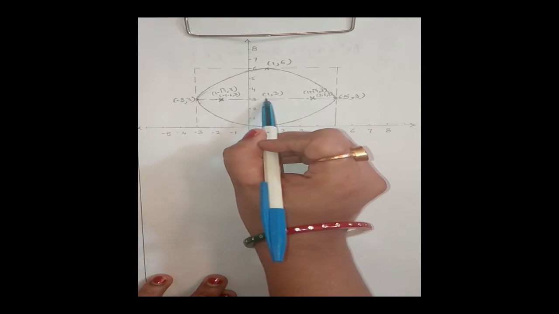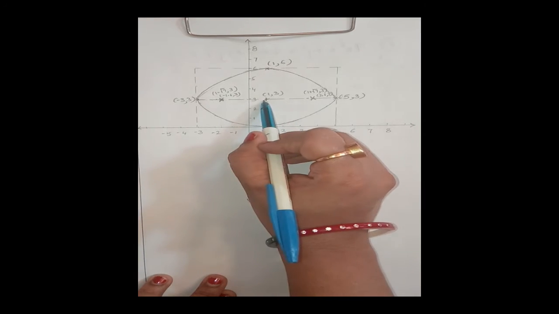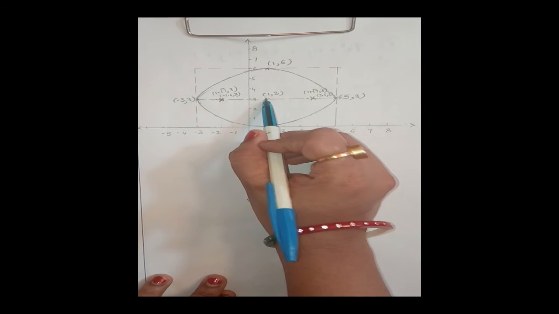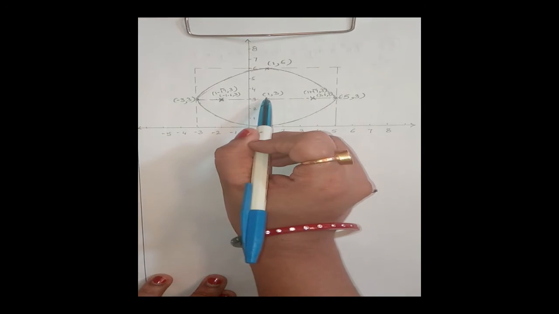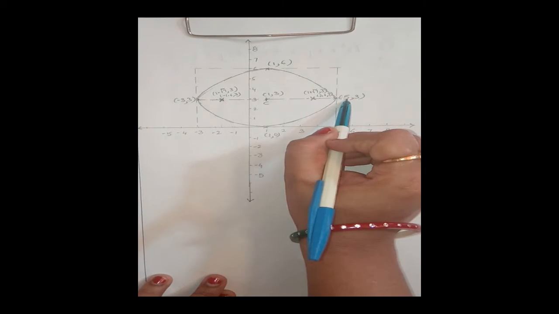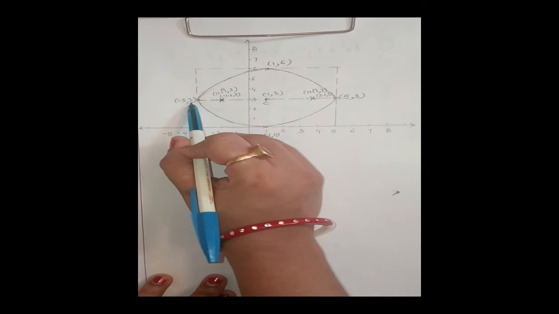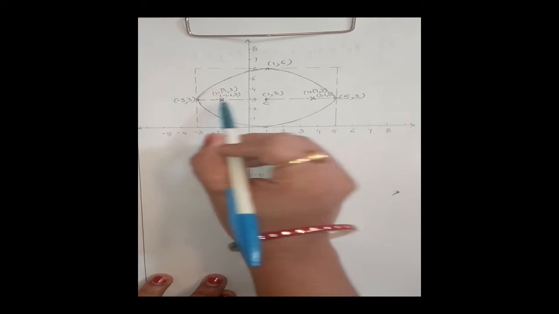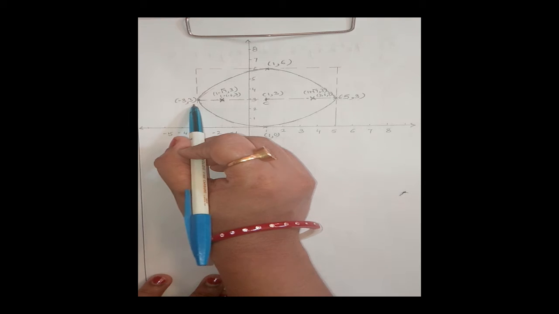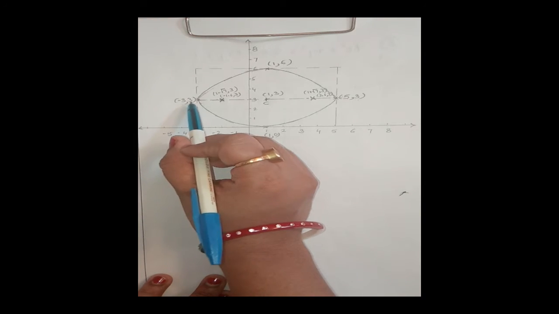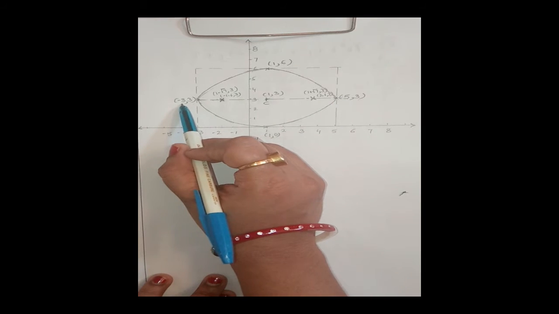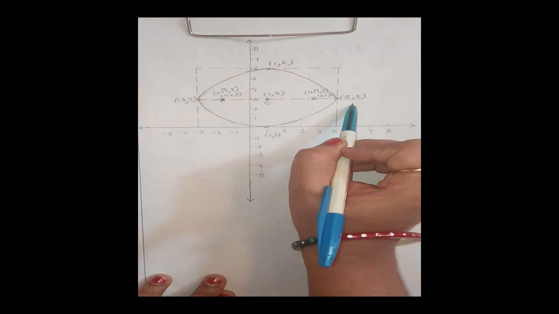Now center is (1, 3) and a square is 16, so a is 4. So 4 units to the right and 4 units to the left of the center. 1 plus 4, that is (5, 3), and 1 minus 4, that is (minus 3, 3). These are the vertices, (5, 3) and (minus 3, 3). Vertices are what? Endpoints of the major axis. So vertices are (minus 3, 3) and (5, 3).